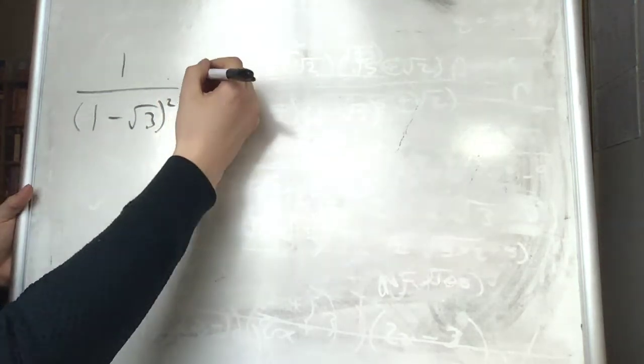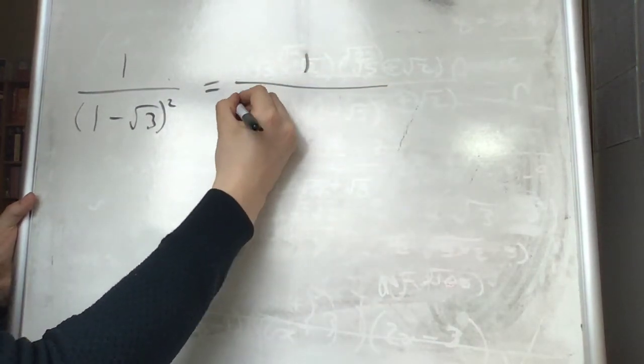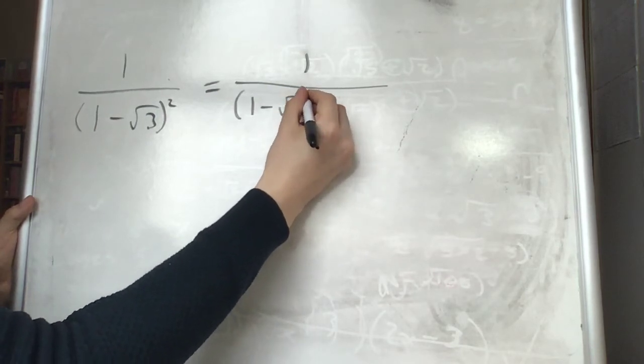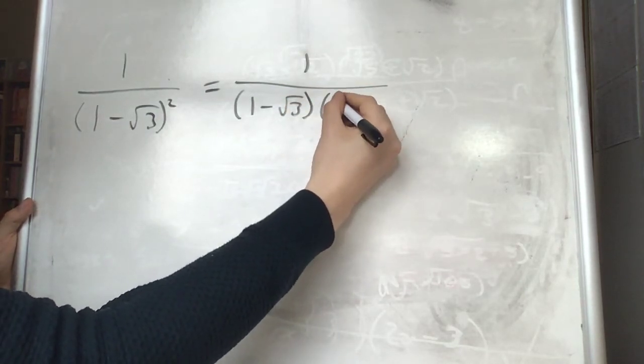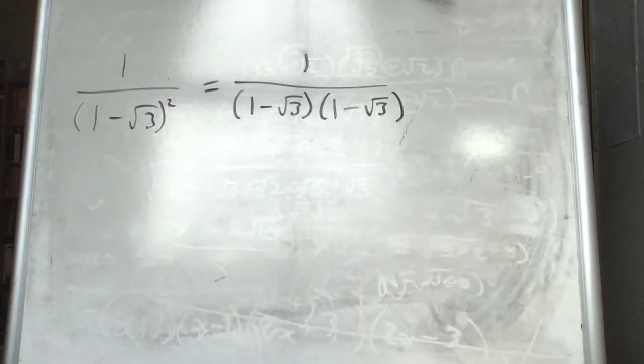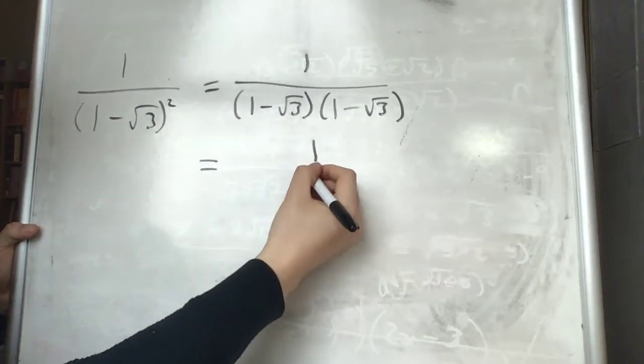Now, the first thing that I would do is rewrite the expression in a form with which we are familiar. So (1 minus the square root of 3) squared is the same as saying 1 minus the square root of 3 multiplied by 1 minus the square root of 3. And we can therefore simplify this into the following.